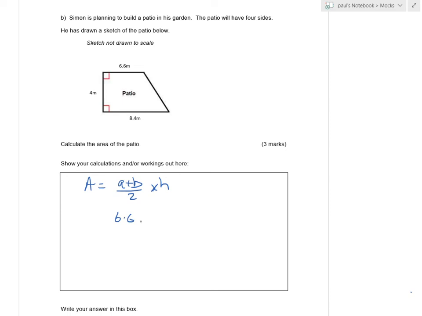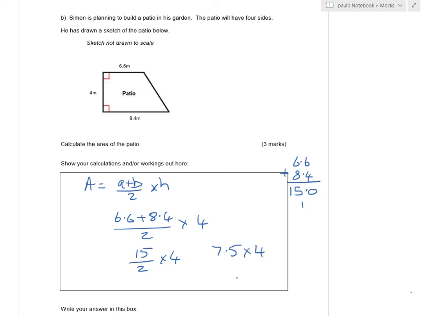So we've got 6.6 plus 8.4 divided by 2 times 4. Now 6.6 plus 8.4 is 0, 1, 14, 15. So that equals 15. So this then becomes 15 divided by 2 times 4. 15 divided by 2 is 7.5 times 4, which is 30. 30 meters squared.